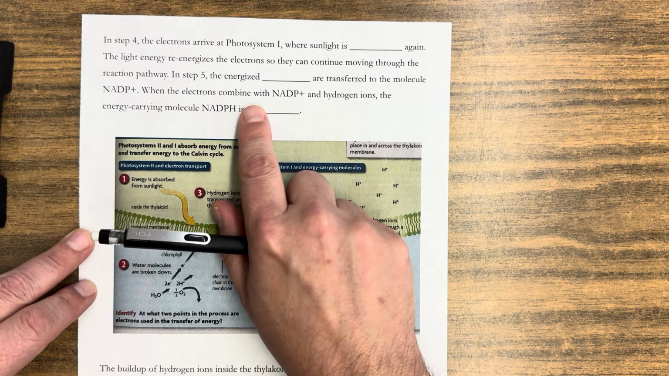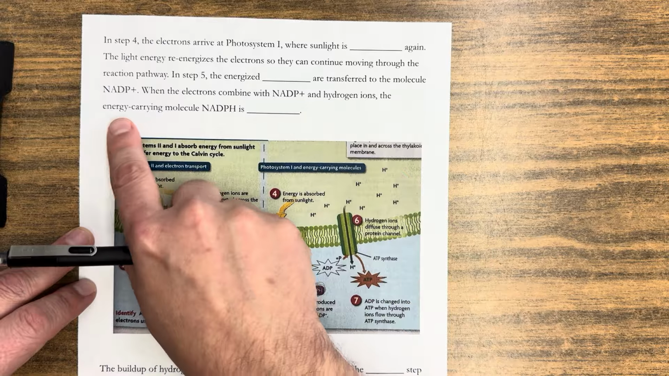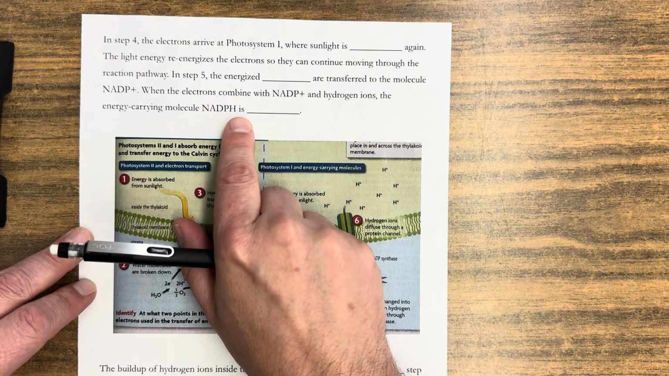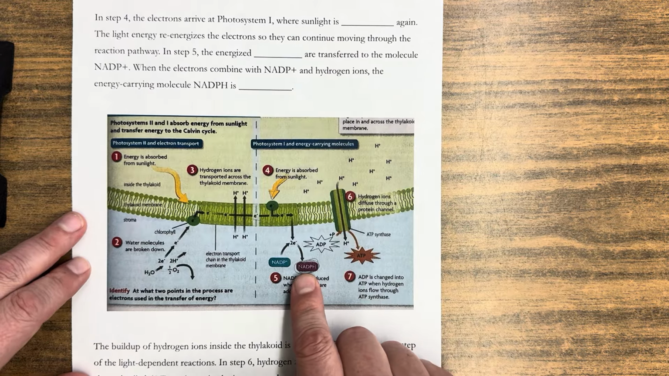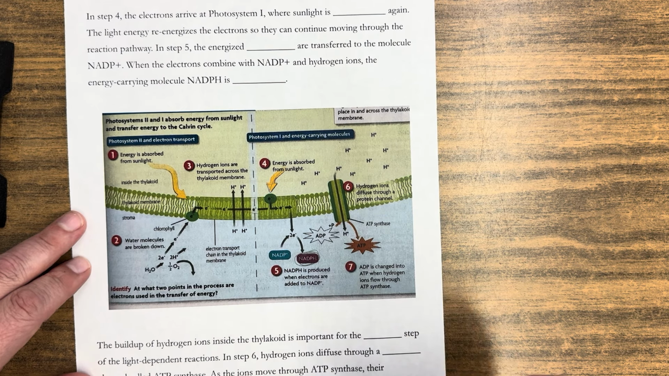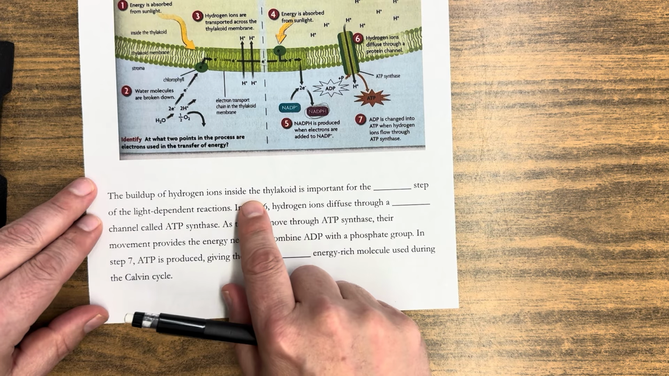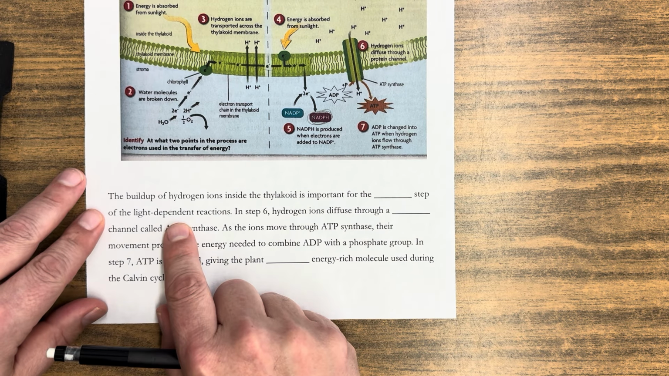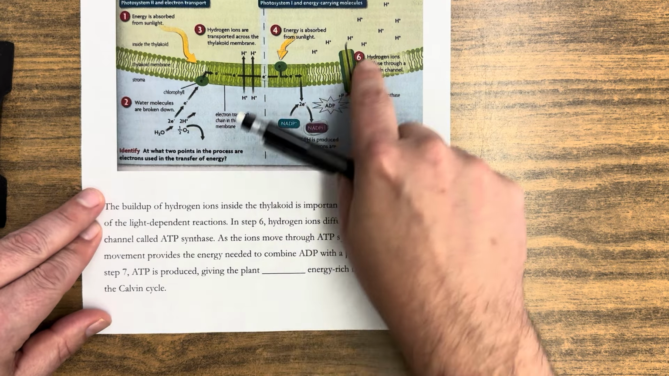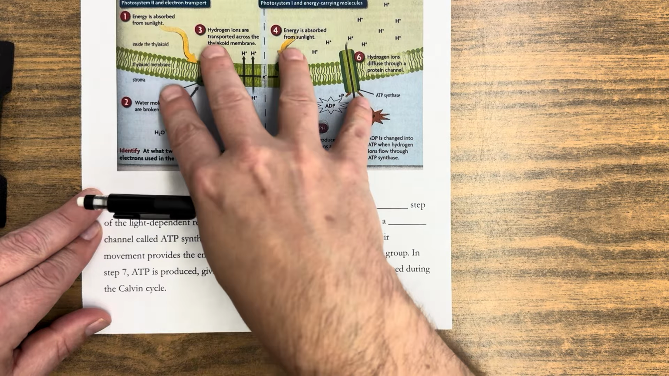When the electrons combine with NADP+ and hydrogen ions, the energy carrying molecule NADPH is formed. So you can kind of think of this as a little mini storage. I'm not going to say battery exactly, but it's a little mini storage for energy. That was step 5. The buildup of hydrogen ions inside the thylakoid is important for the final step of the light-dependent reactions. Remember, all this takes place in the presence of light, not in the middle of the night when it's dark, only in the presence of sunlight.